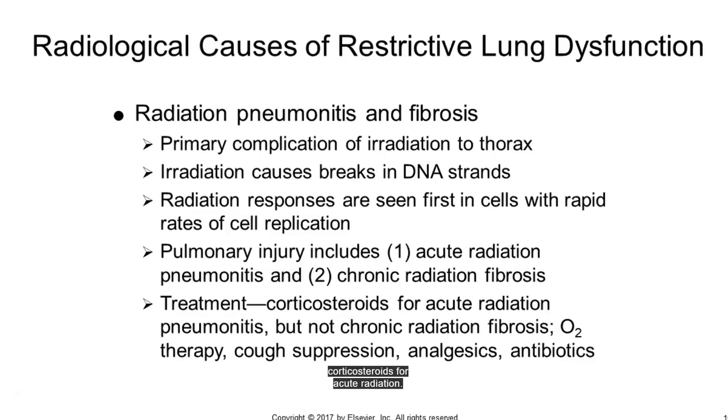Treatment includes corticosteroids for acute radiation pneumonitis, and pneumonectomy may be considered for severe unilateral radiation fibrosis. Otherwise, treatment is supportive, with oxygen therapy, cough suppression, analgesics, and antibiotics being the most common medications. Prevention, of course, is the ultimate goal.